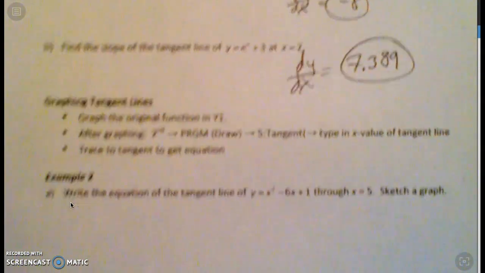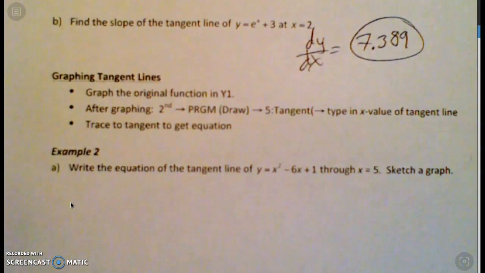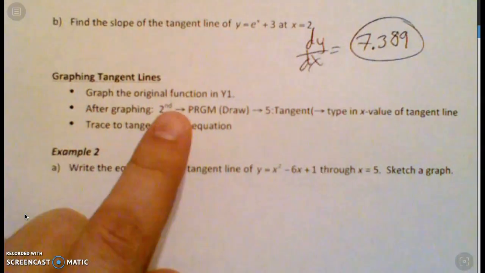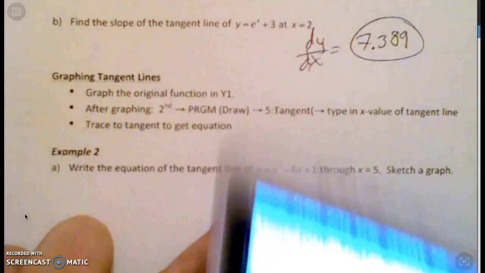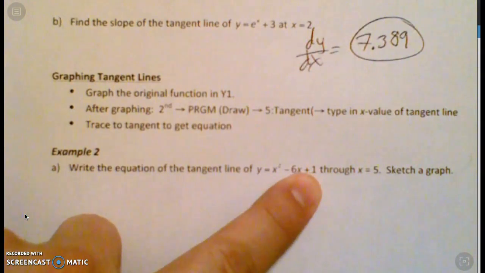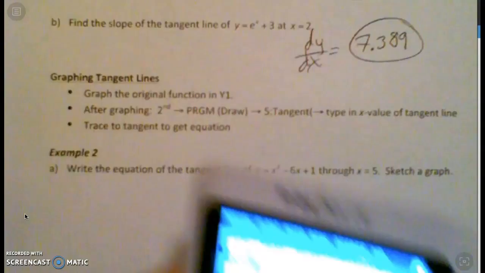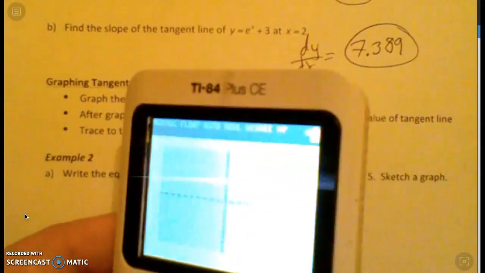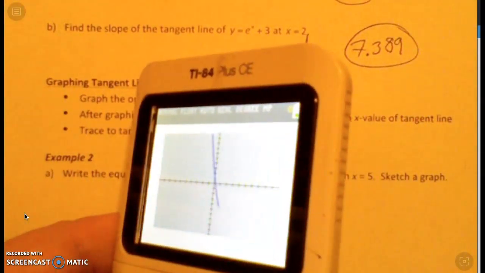So we did that by hand sometimes. We found the tangent line, we found where it was. Now we're going to graph it on there. Okay, so let's look at these instructions here. Here's how we're going to do a tangent line. We use derivatives to find it, so I type this equation, x squared minus 6x plus 1, in y1. We hit graph, and there it is, a parabola.